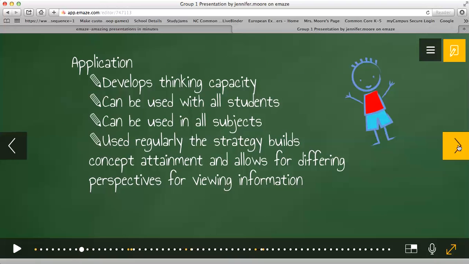Application. It develops thinking capacity, can be used with all students, can be used in all subjects, and used regularly. The strategy builds concept attainment and allows for differing perspectives for viewing information.